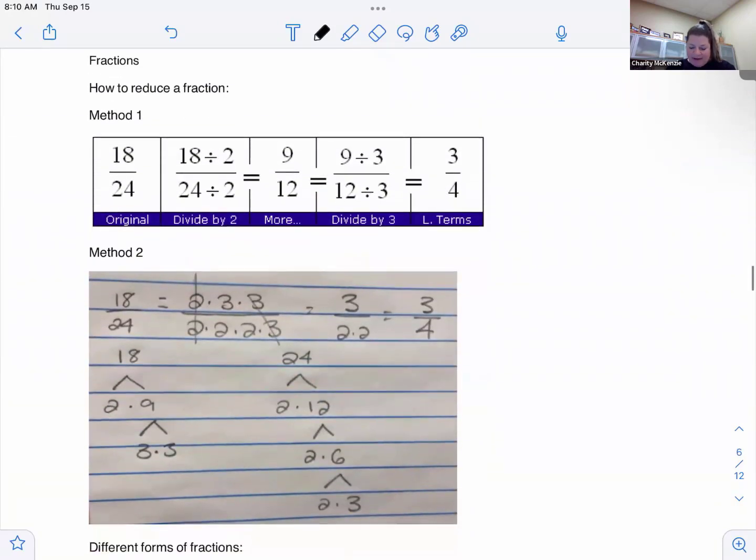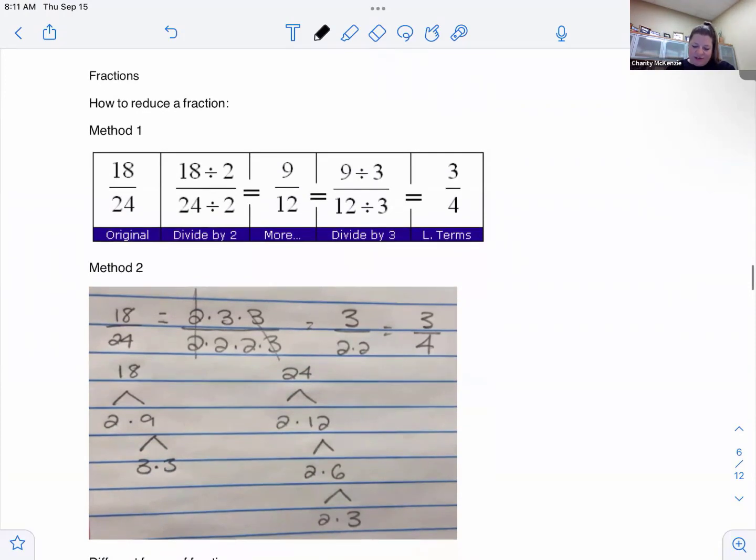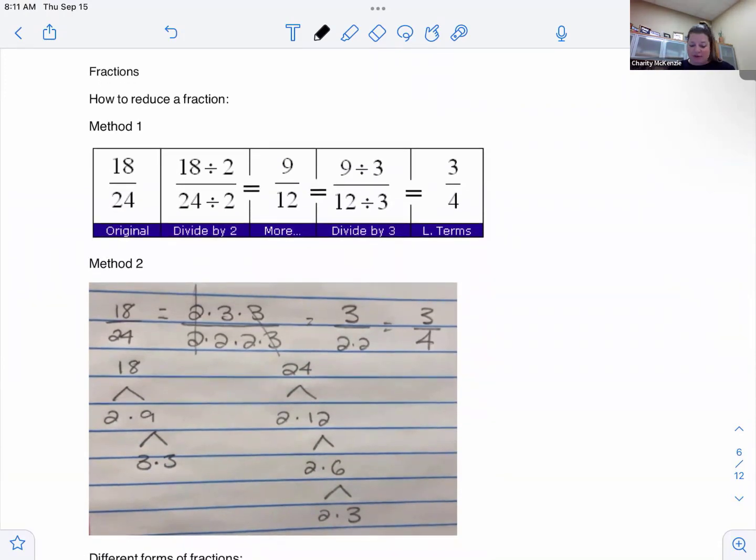Okay, let's do a little reminder of some fractions. All right, so you'll notice I wrote something on paper and put it on here. So fractions, how to reduce a fraction. So we want to look at reducing first. So we look at a fraction, and these are just examples, and we think, okay, 18 over 24, I can reduce that. So one way is divide the top and bottom by the same number. Okay, so like these ones are easy to look at and be like, well, they're both divisible by 2.